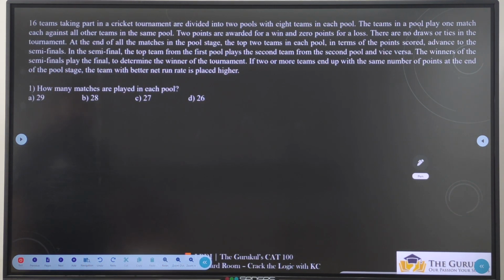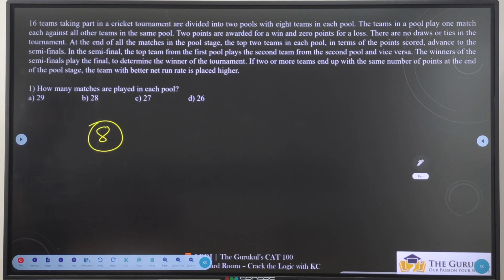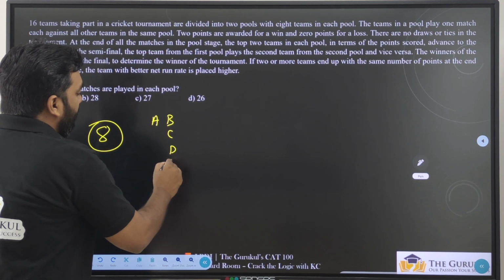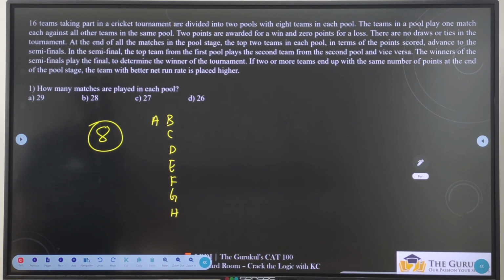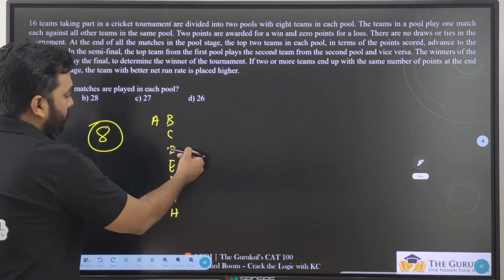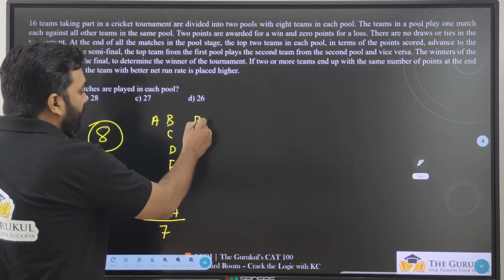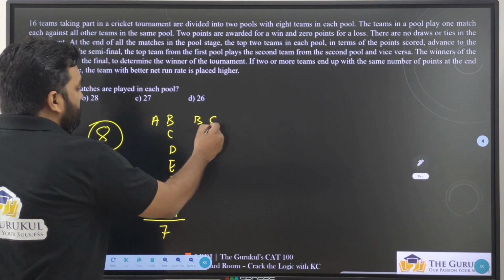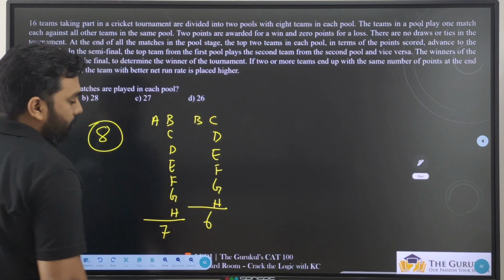Okay, let's look at the first question. How many matches are played in each pool? In each pool, I'm having 8 teams, right? So first team A will be playing with B, C, D, E, F, G and H. Right? So 1, 2, 3, 4, 5, 6, 7 matches are done. Now the second team B will not play with A again because the B and A match is done. So B will play with C, D, E, F, G, H. So 6 matches are done.